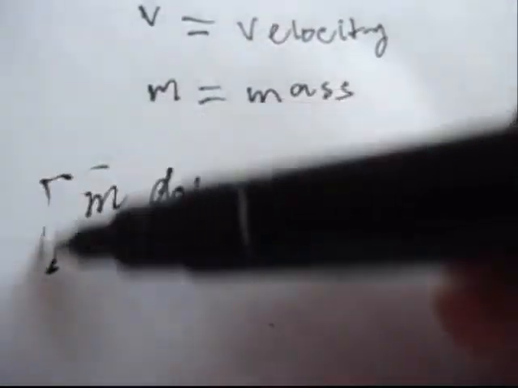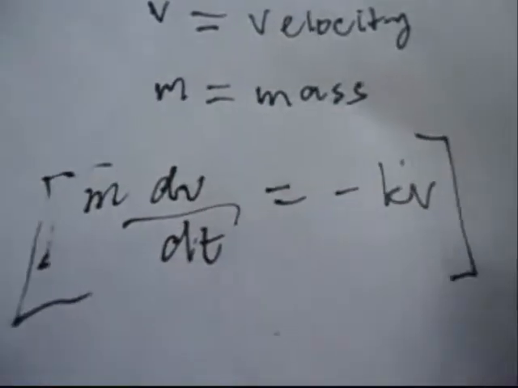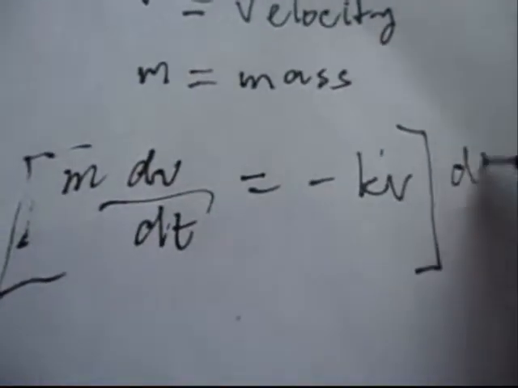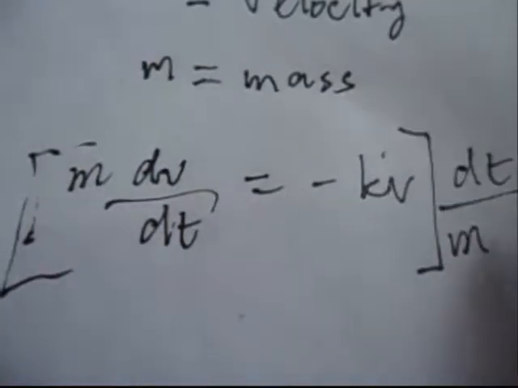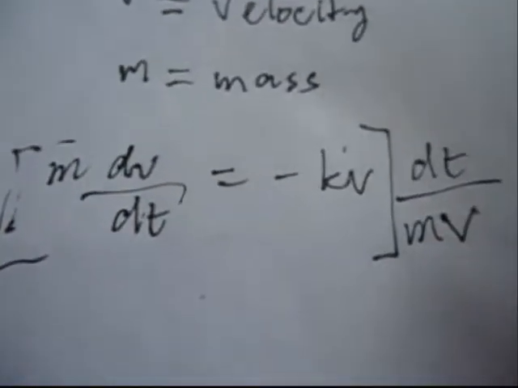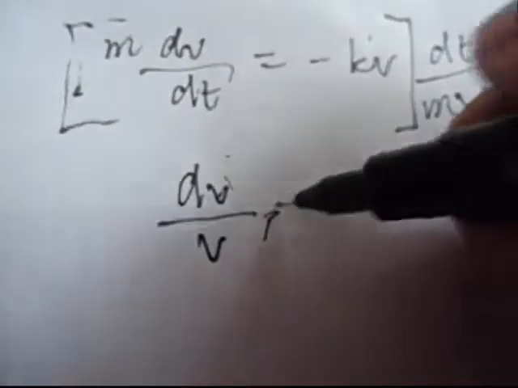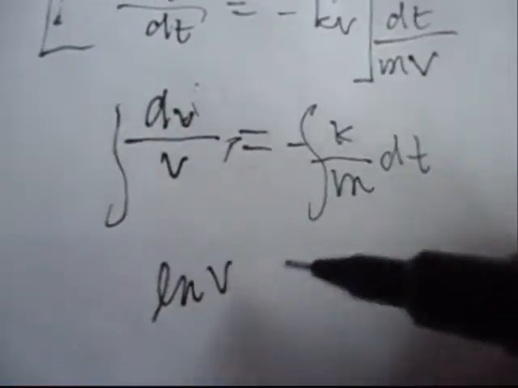Now we have a separable differential equation, so we can evaluate it. First we multiply both sides by dt and divide both sides by m and v. We will have dv over v equals negative k over m dt. We can now integrate both sides of the equation.